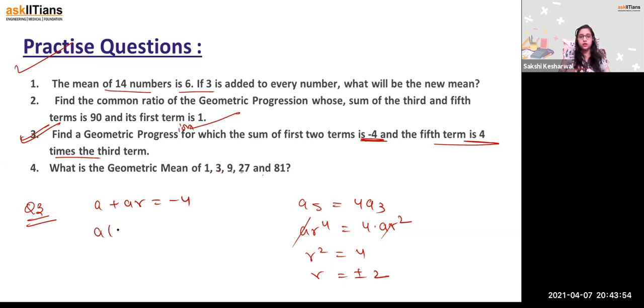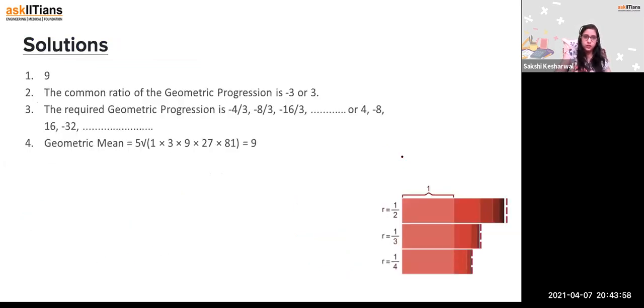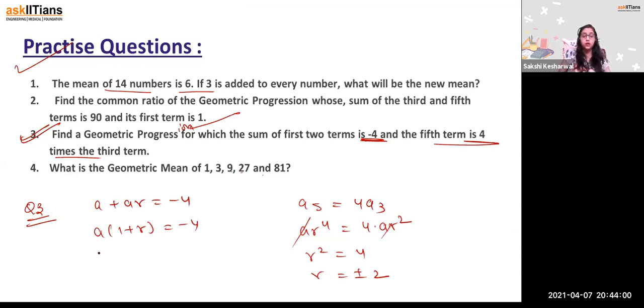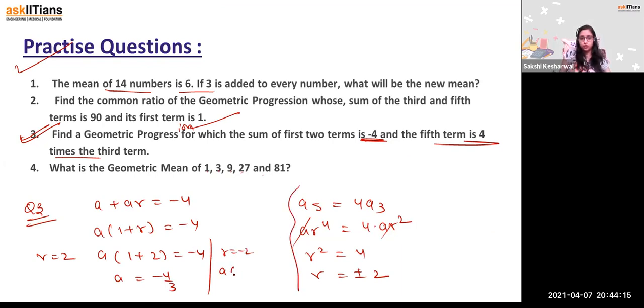Right, so you have a into 1 plus r is equal to -4. So you have two values over here, right? Take r is equal to +2. So it will be a into 1 plus 2 is equal to -4, so a is equal to -4 by 3, right? And if you take r is equal to -2, this is going to be a into -1 is equal to -4, so a is equal to 4.